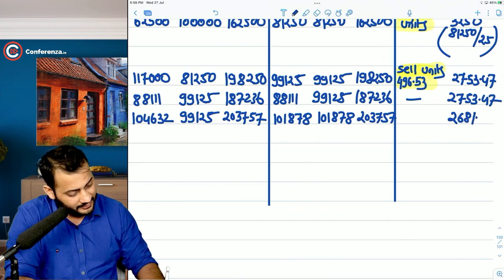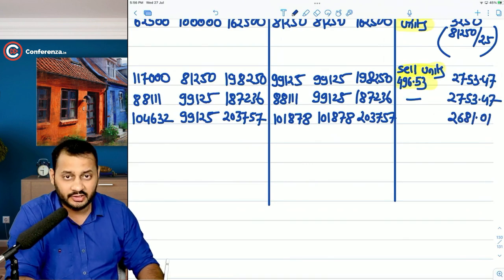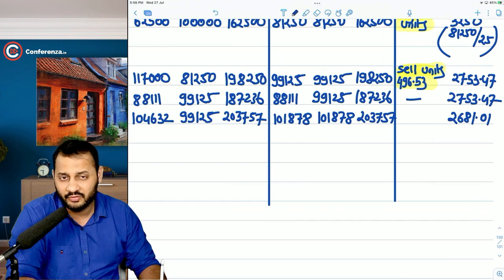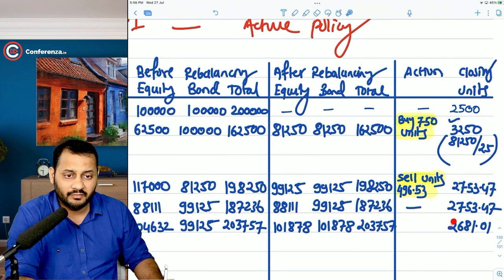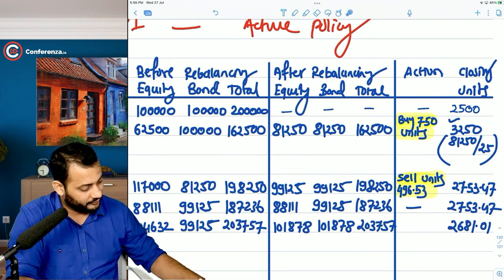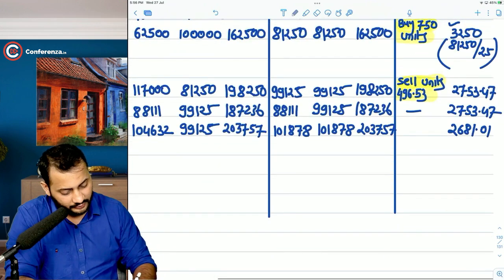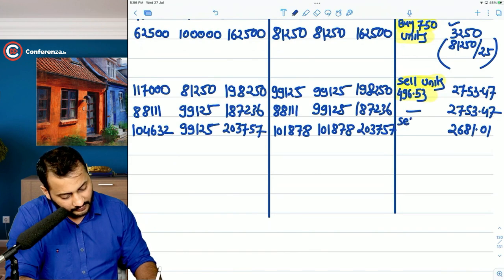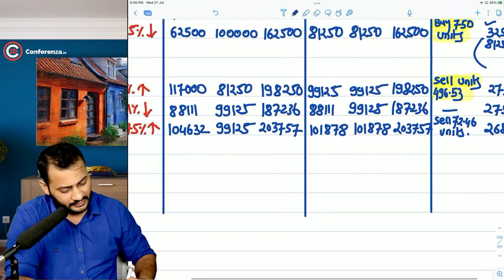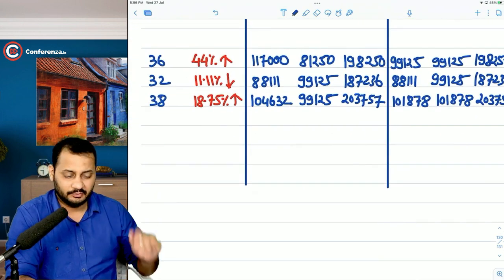This much of the balance should be there in the mutual fund. That means we will have to sell, because the previous balance was higher, na? That means we will have to sell some units. 2753.47. So how many units are we going to sell? 72.46. Sell 72.46 units. That's it.